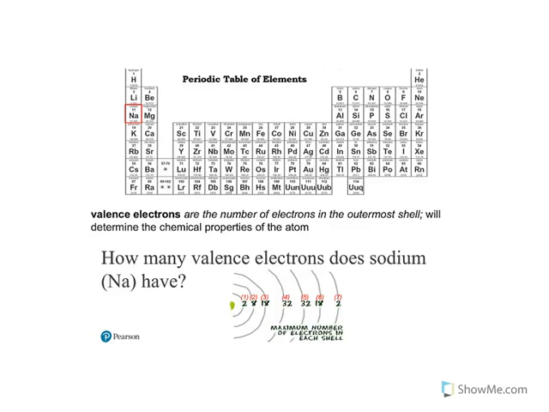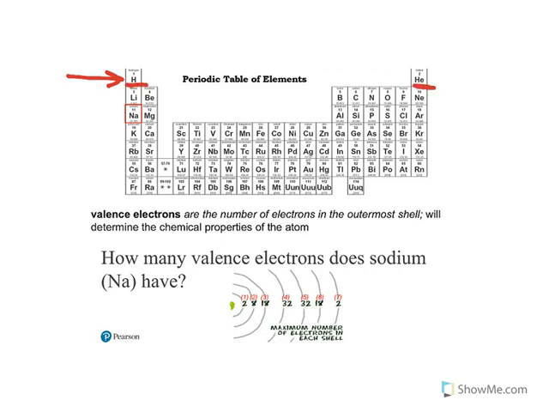How many valence electrons sodium has. So we're going to go ahead and find sodium on the periodic table of elements, or I will tell you what row sodium belongs to. Just to highlight that this is a row, that's the first row actually of the periodic table of elements.